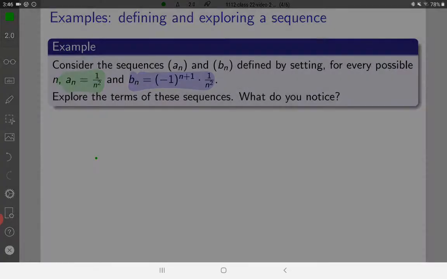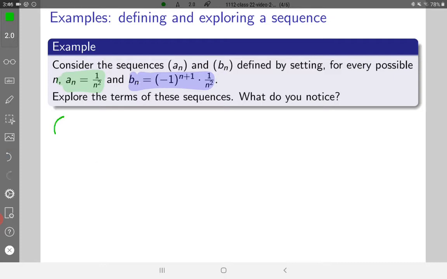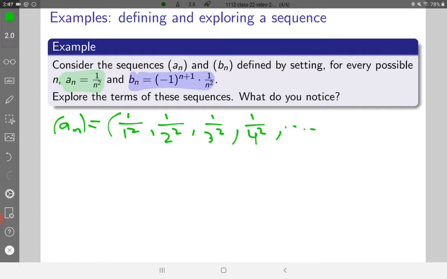Let's explore what a sub n is. The a sub n sequence, and I'll write parentheses around it just to show you I'm talking about a sequence. This would say 1 over 1 squared is the first term. 1 over 2 squared is the second term. 1 over 3 squared is the third term, and so on. 1 squared is 1, 2 squared is 4, 3 squared is 9, and so on. So these are all the reciprocals of the perfect squares.